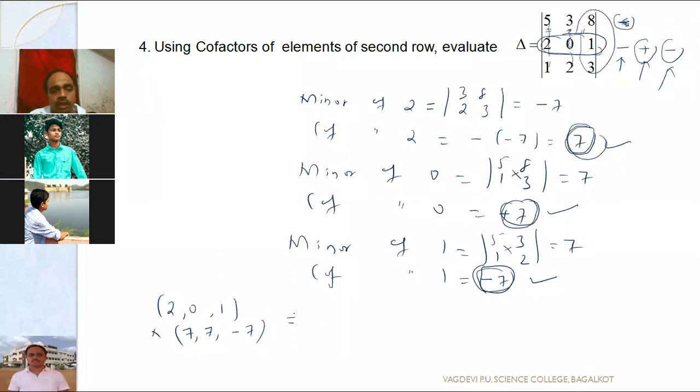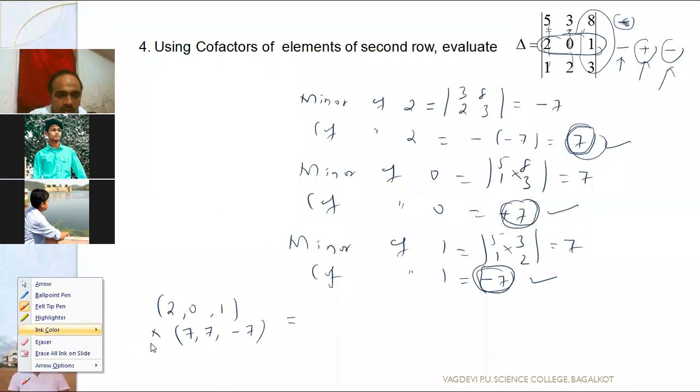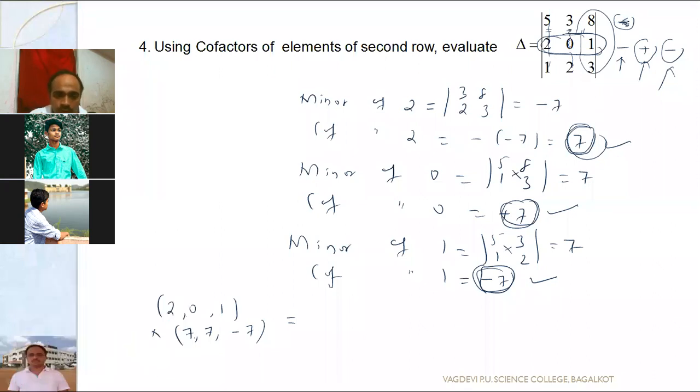You have to multiply and add. How to multiply? 2 into 7. Multiply and add. So what do I get? 2 into 7 is 14. Then 0 into 7 is 0. 1 into minus 7 is minus 7. So what is the answer? The answer is 7. So this is the determinant of A.